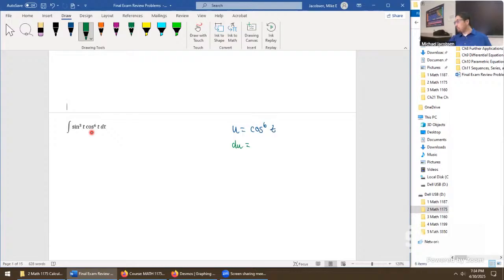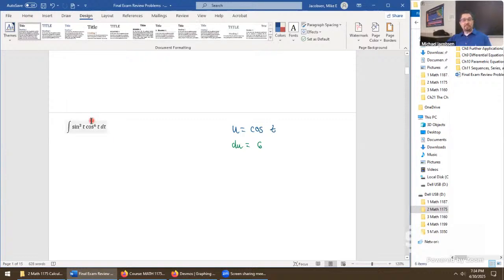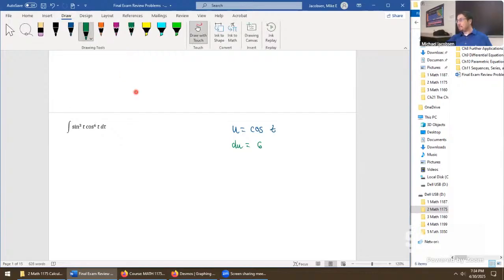The differential du is 6 cosine, or hang on, I don't like what I wrote there. I think I was focusing too much on that power there. In this strategy, you take power 1 on either cosine or sine. I was wondering why I was doing the chain rule out of nowhere. And then the differential is going to be negative sine t dt. So that's probably how we would start this one, just by seeing the form of the integrand there.